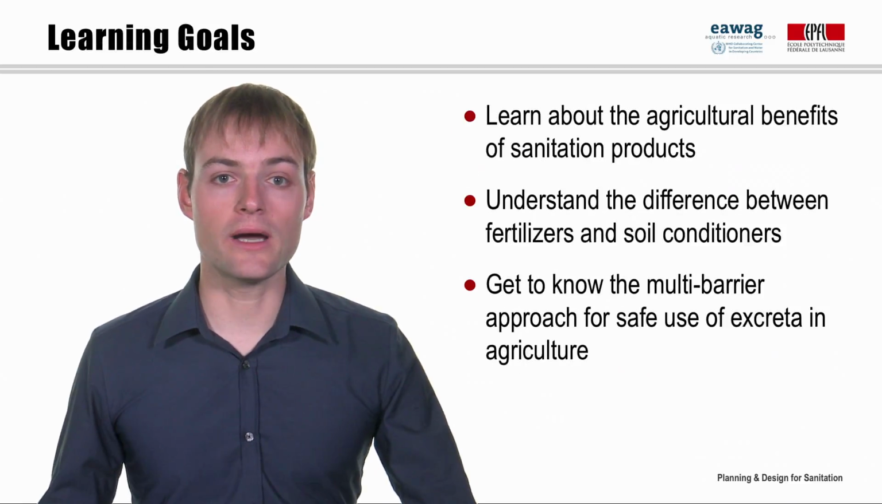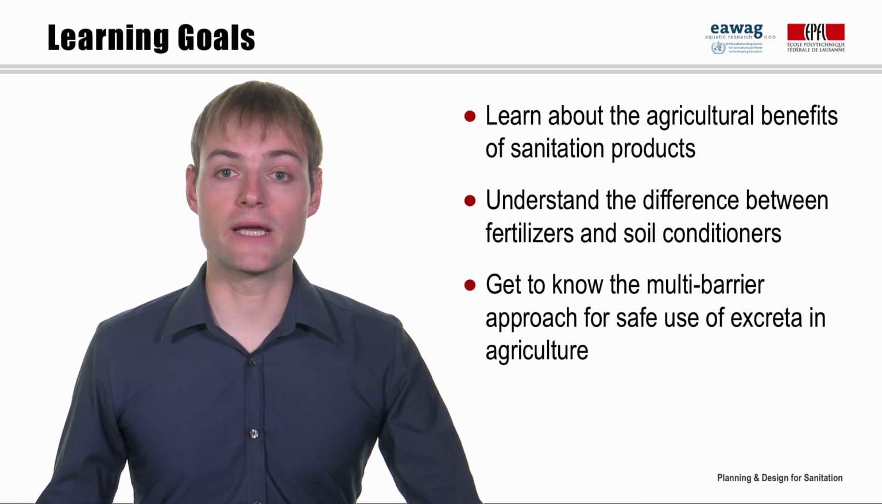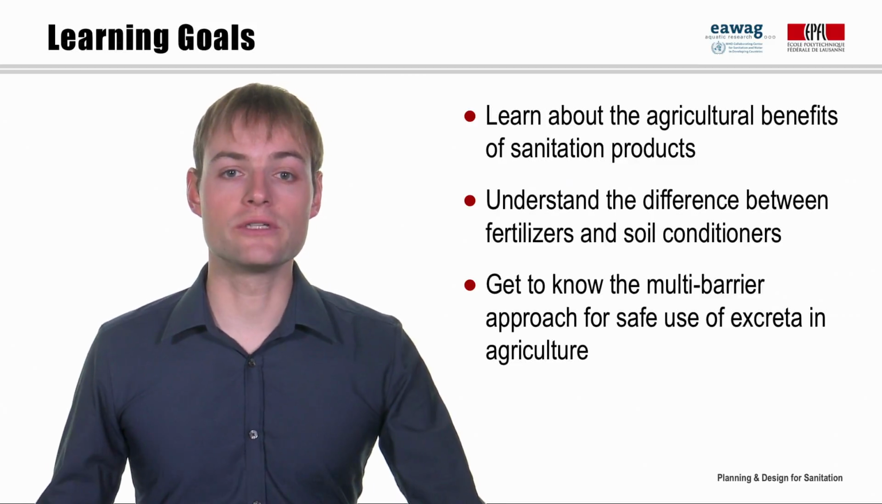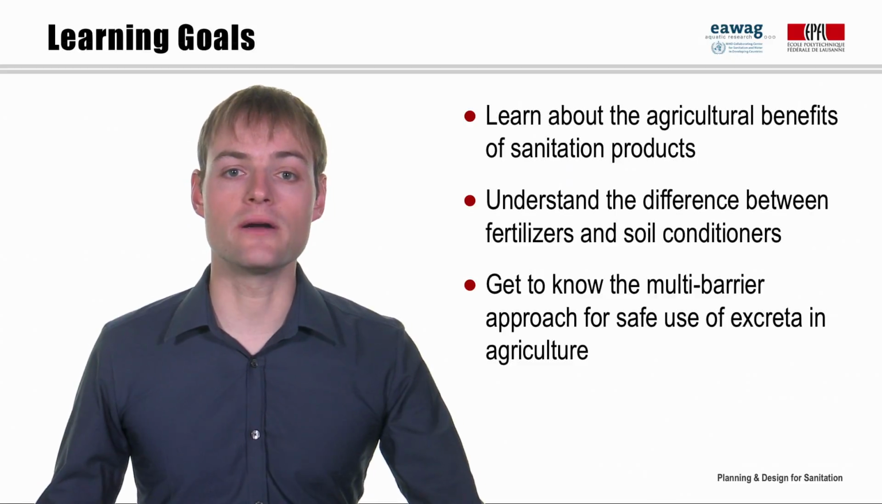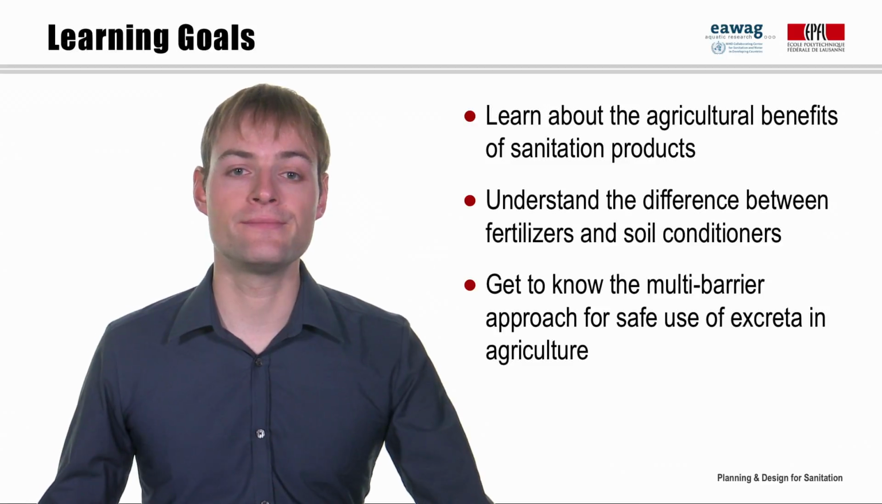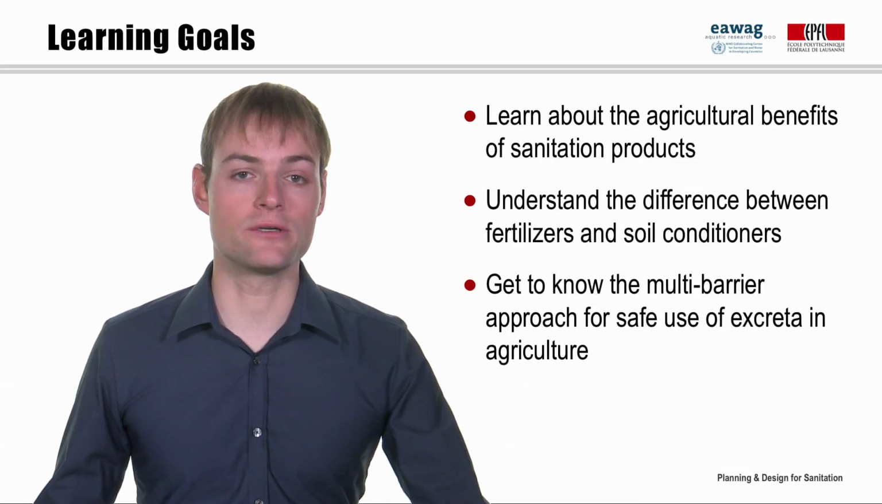In this module I will show you how products can be used as fertilizer and/or soil conditioner in agriculture, and I will explain what the difference is between the two. In order for the agricultural use to be safe, it is important that measures are in place to control the exposure and manage the health risks. I will give you a brief introduction of the so-called multi-barrier concept.